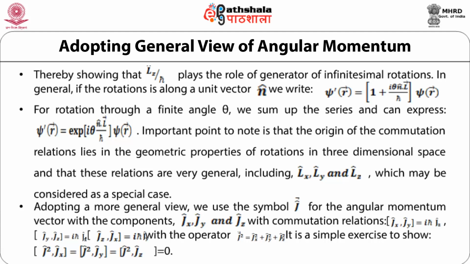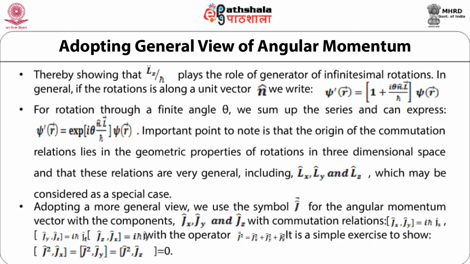And using these components, one can also define the commutation relations for the total angular momentum operator J. So the commutation relation for the different components of the total angular momentum operator J are given by the commutator of J_x and J_y is equal to iħ times J_z, where J_x is the x component, J_y is the y component, and J_z is the z component of the total angular momentum operator respectively.